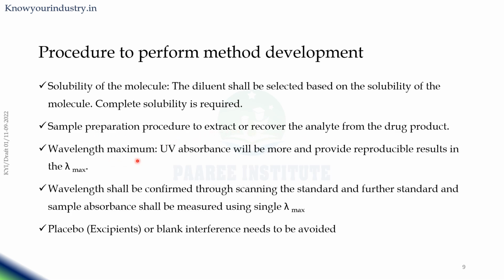Then to understand the wavelength maximum: the UV absorbance will be more and provide reproducible results at the maximum absorbance, that is lambda max. So you have to measure the absorption of the samples at lambda max, the wavelength maximum, which should be known for the specific molecule. This wavelength shall be confirmed by scanning the standard, and further the standard and sample absorption shall be measured using this lambda max, which we have seen in the previous point as well.